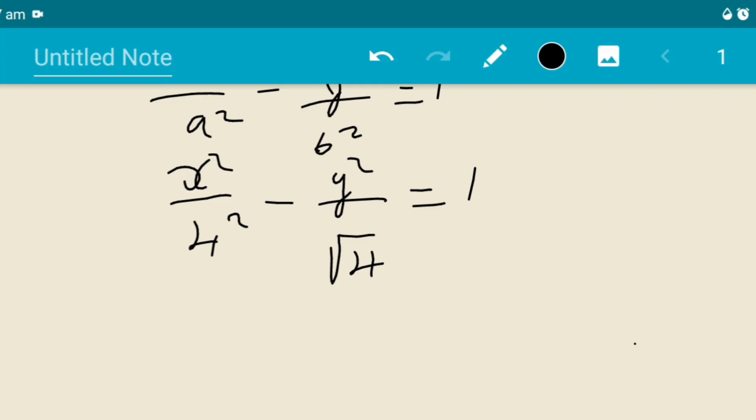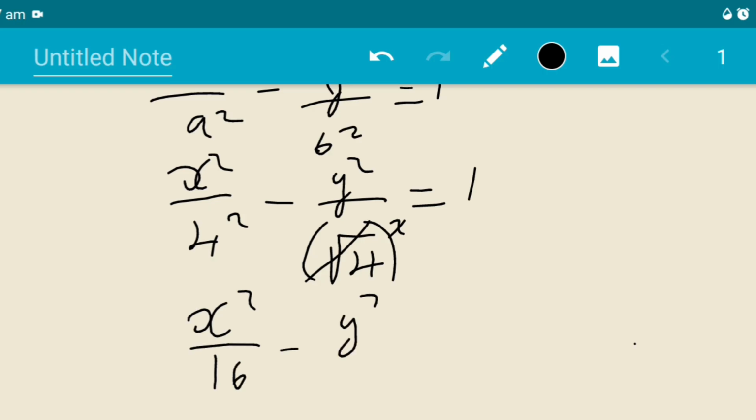So the root of 4 squared, by the way. So this cancels out, that cancels out. So our final equation would be x squared over 16 minus y squared over 4 equal to 1. So this is our final equation.